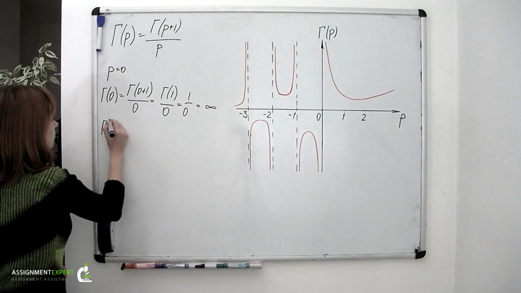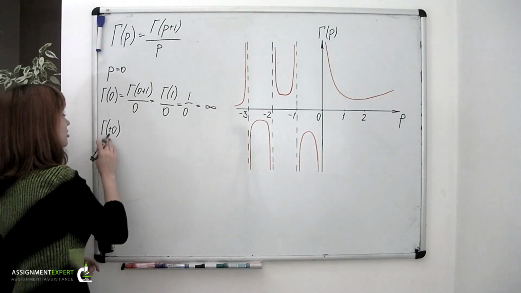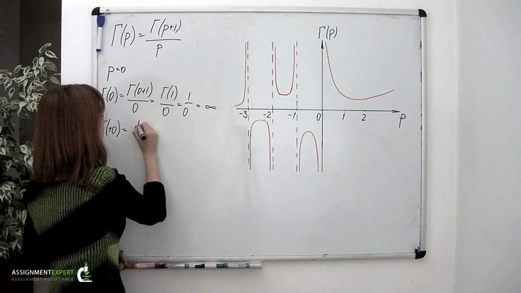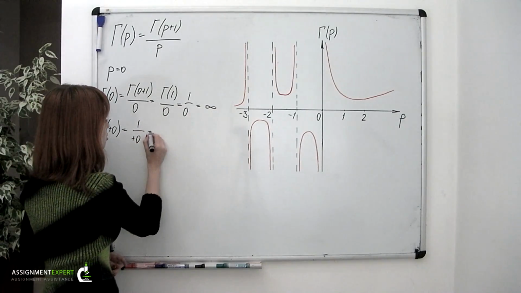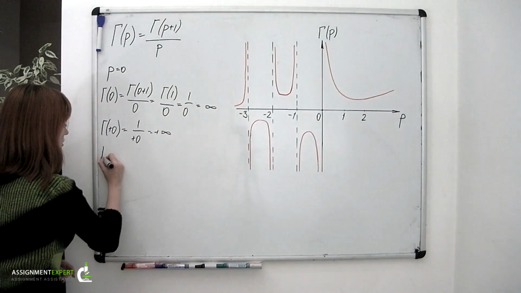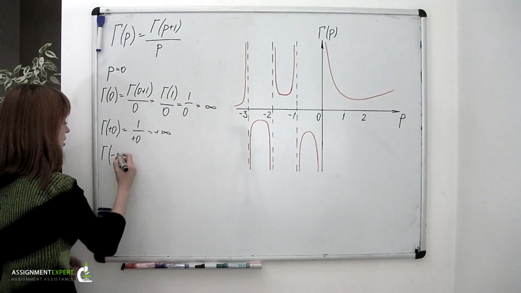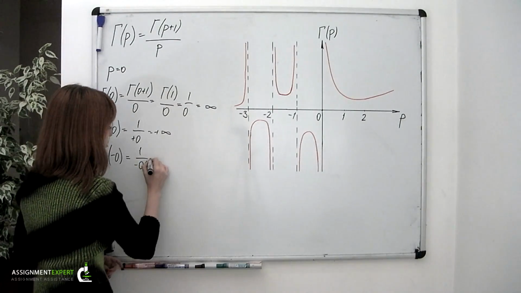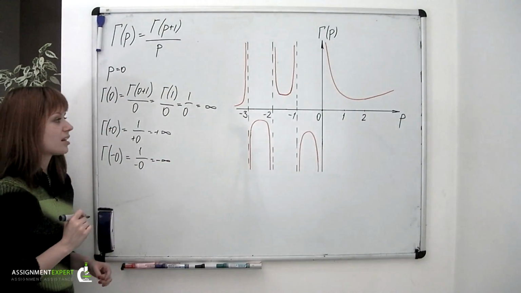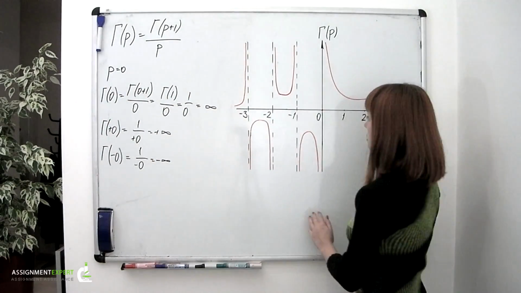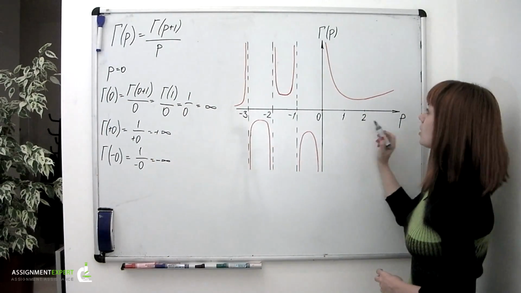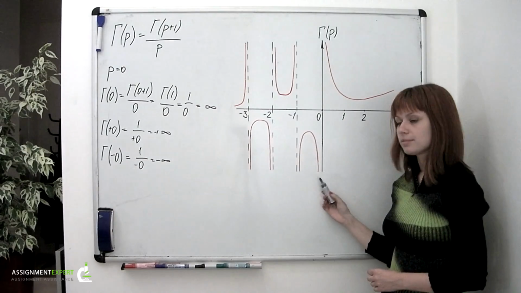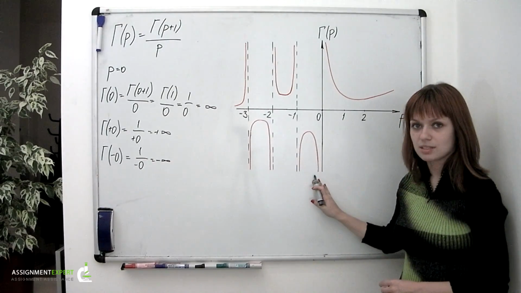We could also take positive 0 as an argument, which actually is not a 0, but a really small positive value, and have 1 over positive 0, which equals positive infinity. Or else we could take gamma of negative 0 and obtain 1 over negative 0, which equals negative infinity. And that is exactly what we have on the graph. If p parameter is approaching 0 from the right, gamma function tends to positive infinity. And if p parameter is approaching 0 from the left, gamma function tends to negative infinity.